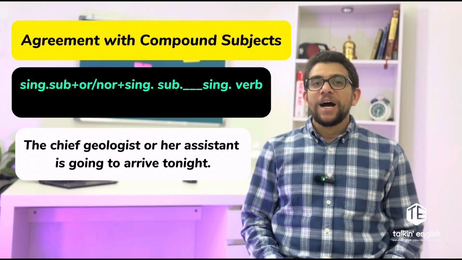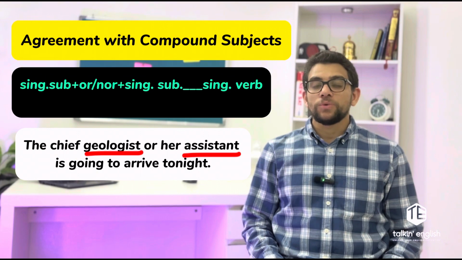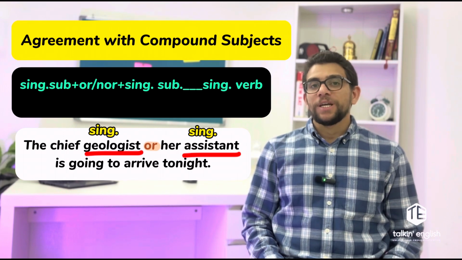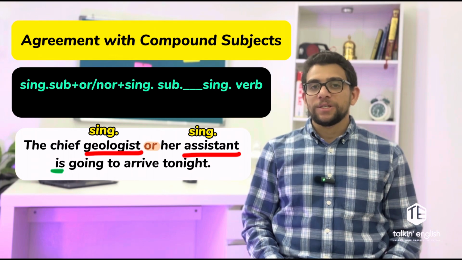As you can see here, I have a compound subject which is made up of these two words. The first word is geologist and the other word is assistant. And in the middle, I have the conjunction or. The number of geologists is singular and the number of assistants is singular. That's why a singular verb is used here. Here the word is is used because geologist is singular and assistant is singular.